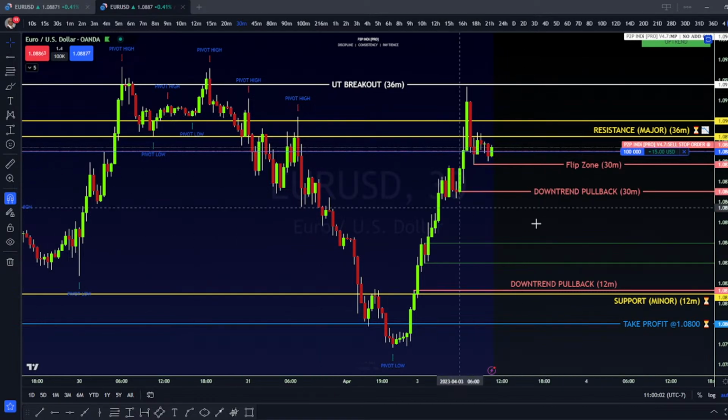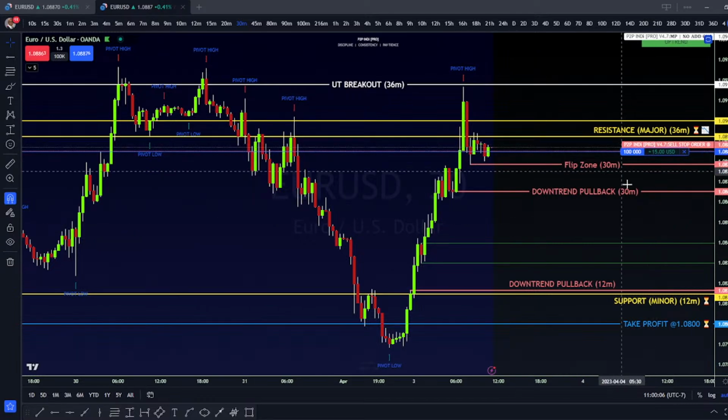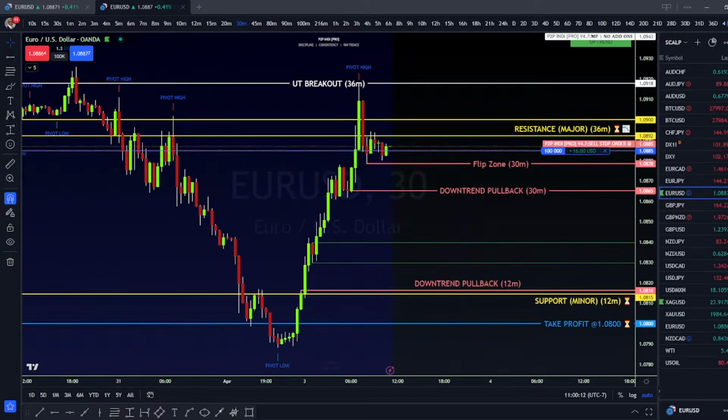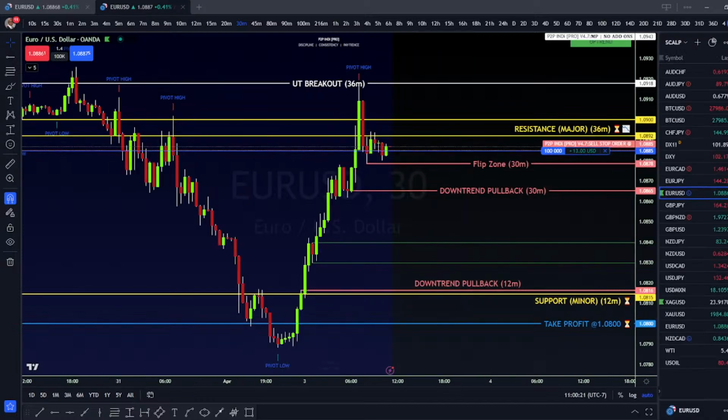Any questions though on euro dollar? Other than I'm getting in now and I'm going down to 108. So if you guys trade Forex, here's euro dollar. I can go ahead and take a look at, let me see here. I got Bitcoin.